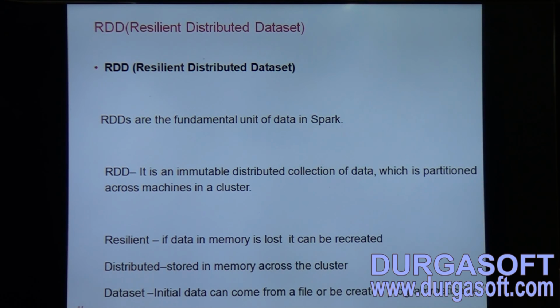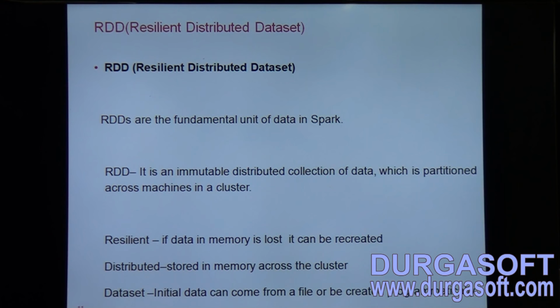Resilient Distributed Dataset is the core part of Apache Spark. Using that, we can achieve real-time data processing on top of the Hadoop system using Spark. So RDD is the core thing. Resilient means if data in memory is lost, it can be recreated. Distributed means stored in memory across the cluster. Dataset means the initial data can come from a file or be created programmatically. That is the fundamental unit of data in Apache Spark.